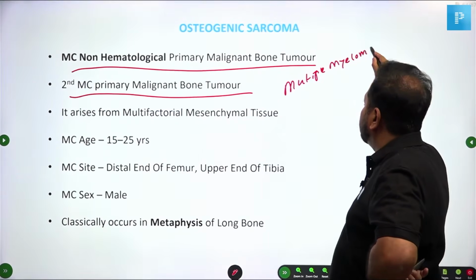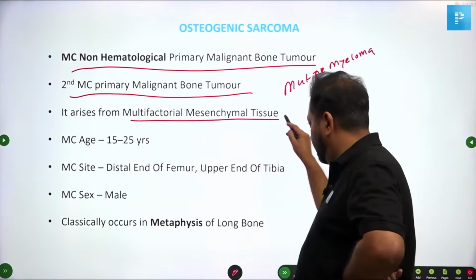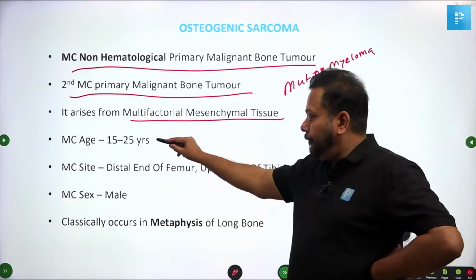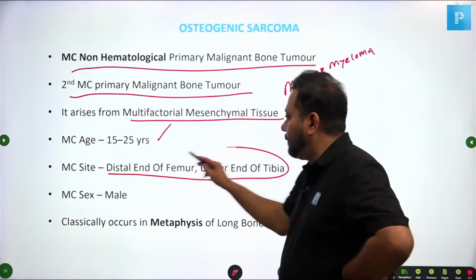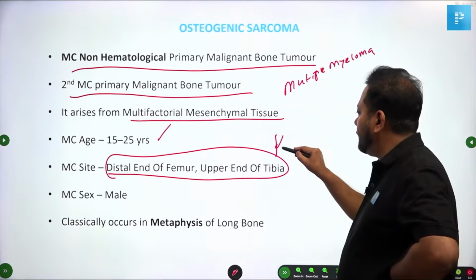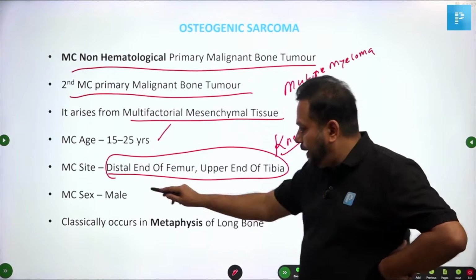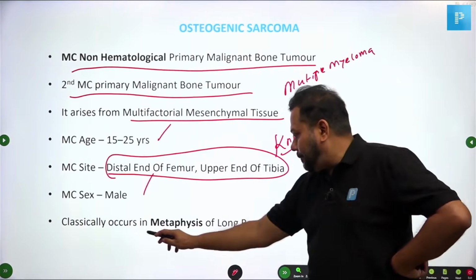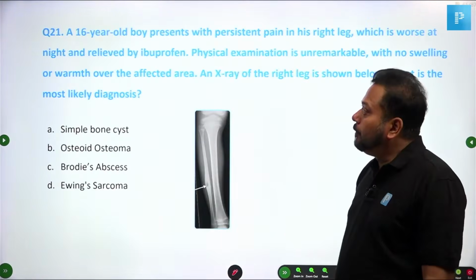It arises from multipotent mesenchymal tissue. Most common age is 15 to 25. Most common site is the distal end of femur and upper end of tibia. That is, most common site is the knee joint, and it's more common in male sex. Classically, it occurs in the metaphysis of the long bone.